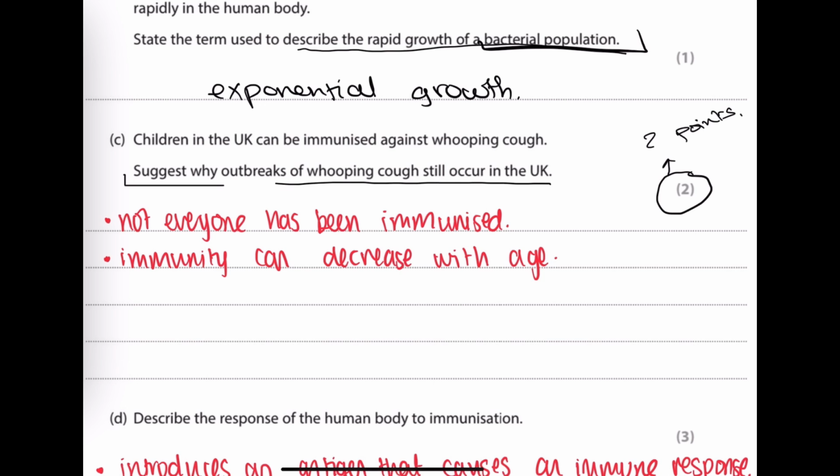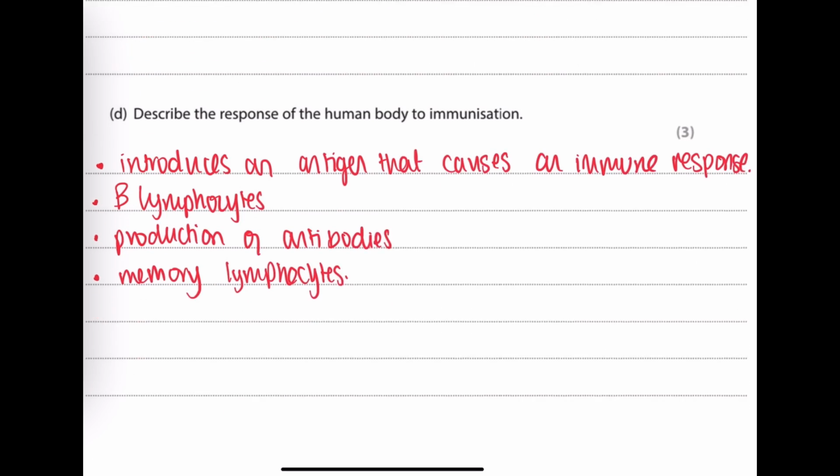And they'll just mark all the correct ones, they'll just ignore the wrong ones, since it's not negatively marked. So one could be that not everyone has been immunized, there's no herd immunity. Another one is that immigration introduced people who are not immunized. So immunization is not fully effective, just a simple one. And immunity does decrease with age.